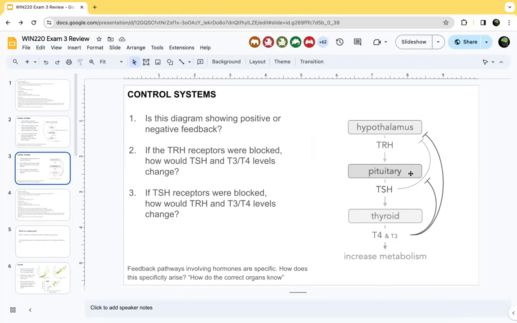And we can also see that T4 and T3 go back and inhibit the pituitary and the hypothalamus. And also that TSH inhibits the hypothalamus. So when you see a line and then a horizontalish line, that indicates inhibition.